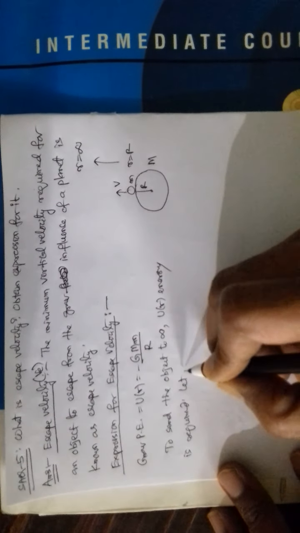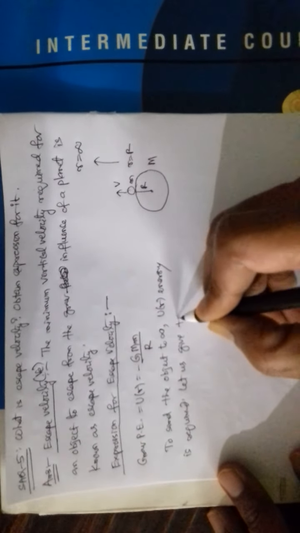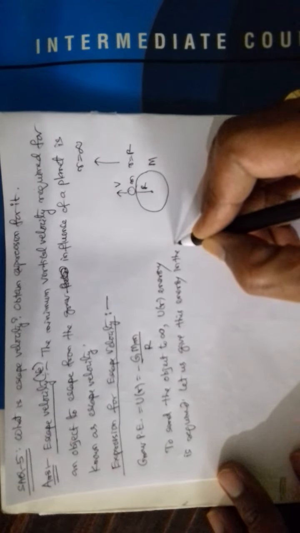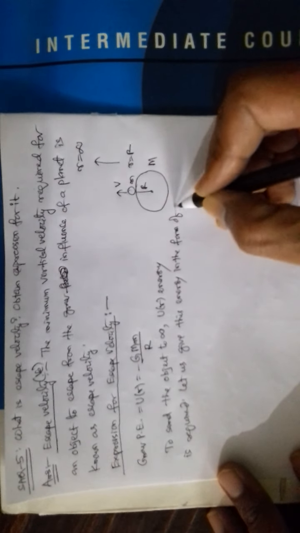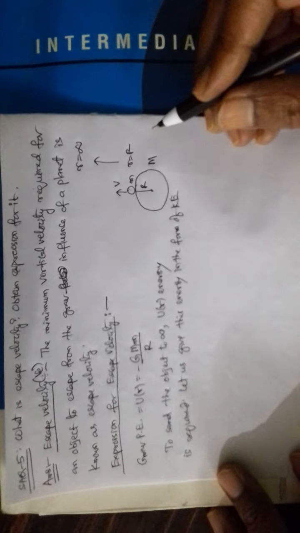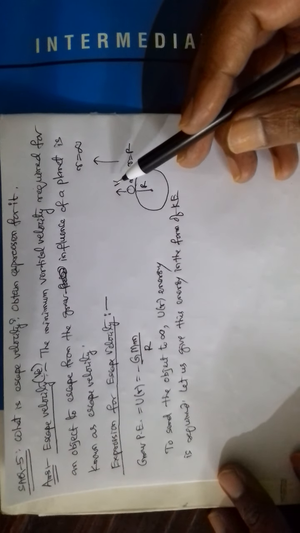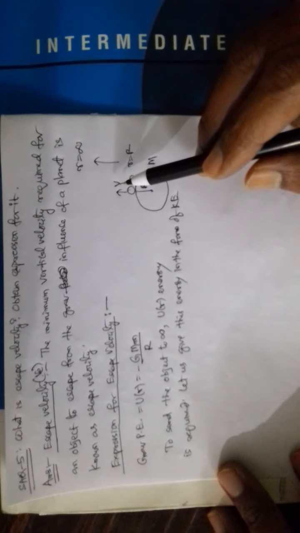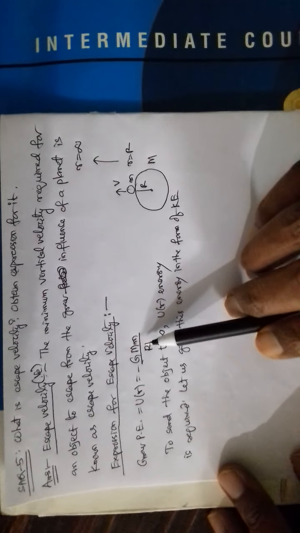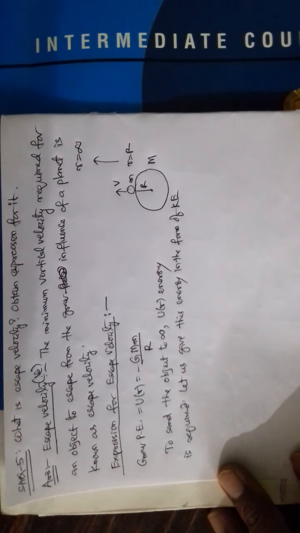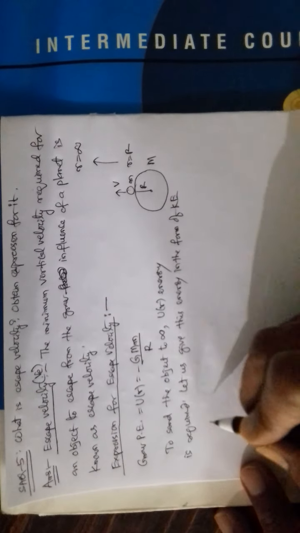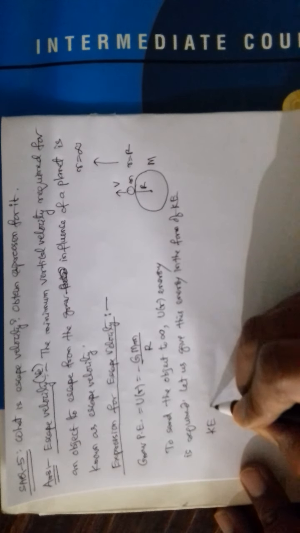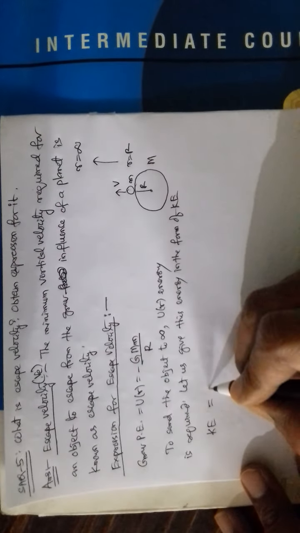So let us give this energy in the form of kinetic energy K, because you are throwing the object upward with some velocity, so that will be kinetic energy. That kinetic energy must be at least equal to this value. Then only it can move to infinite distance. So the kinetic energy to be supplied must be equal to this energy.